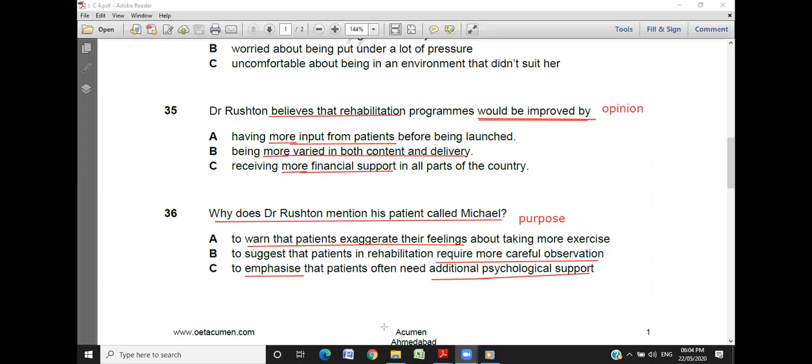Listen to it very, very carefully. And type in your answers as you finalize them.